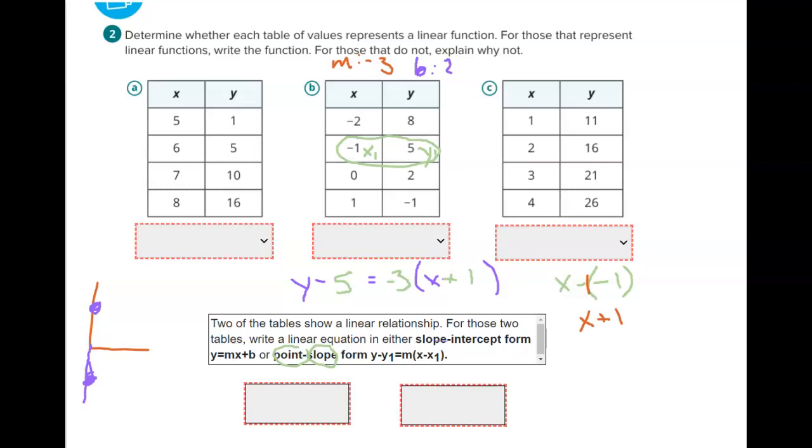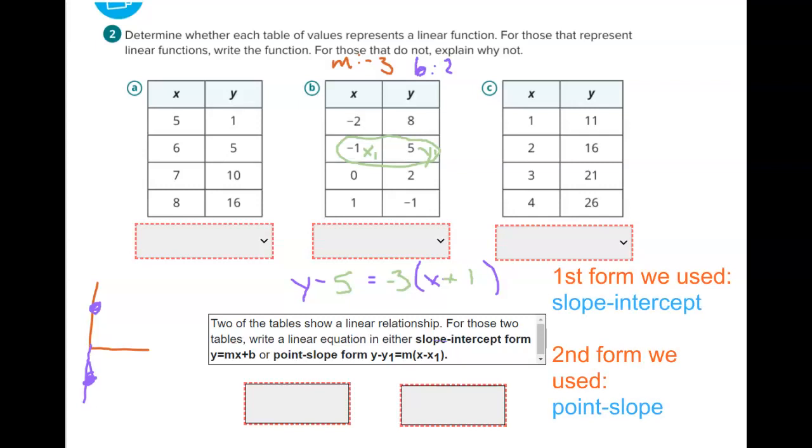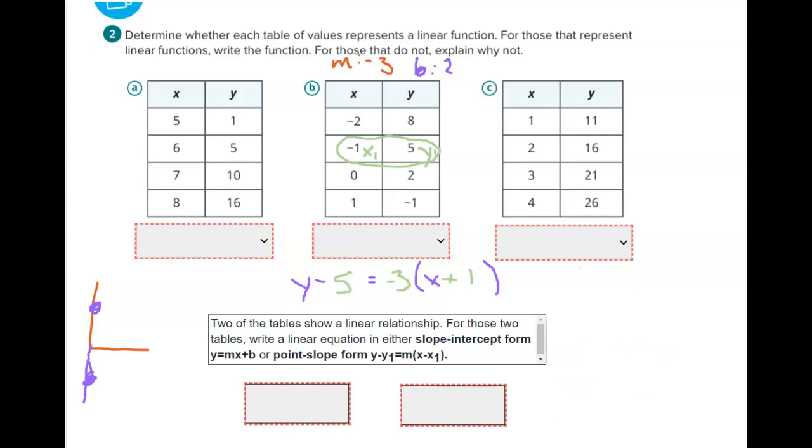Now, interestingly, if you wanted to follow up on this, you could change this form into the equation that we had before when we wrote it in slope-intercept form. You could just do algebra on it and you would see that they're equivalent. But that's it for now.